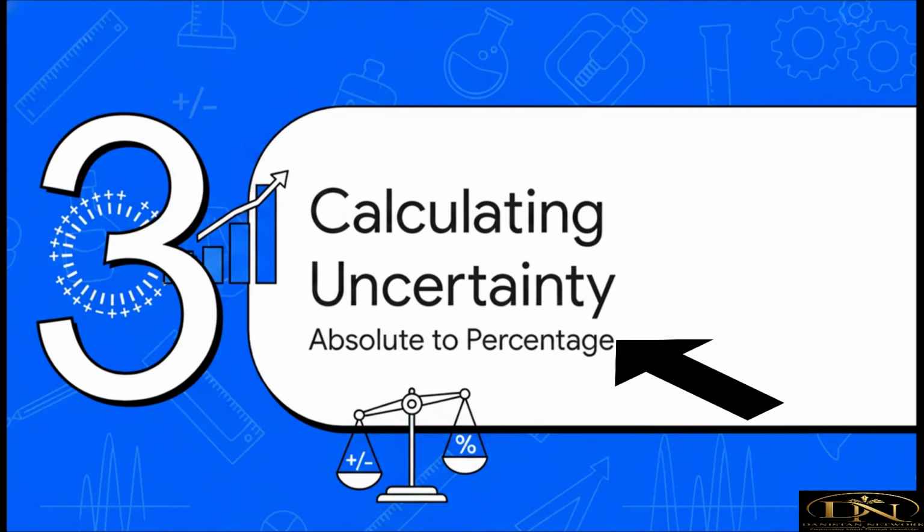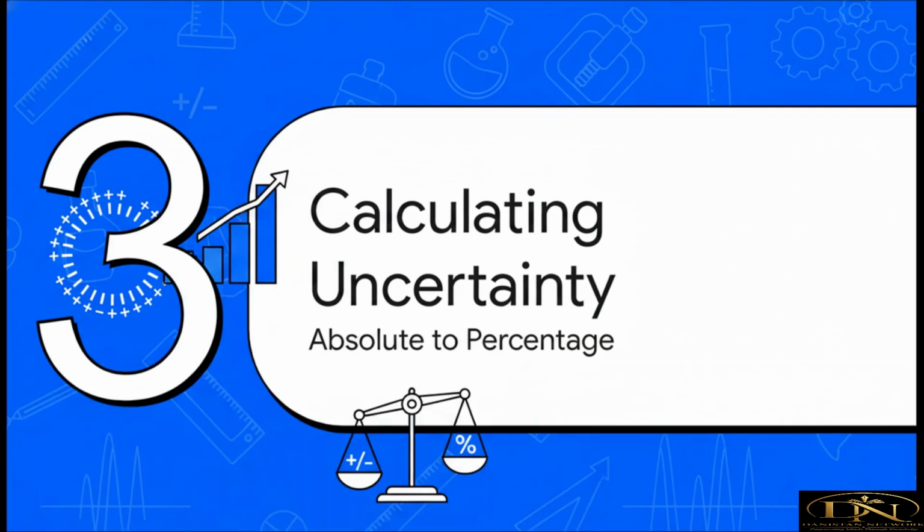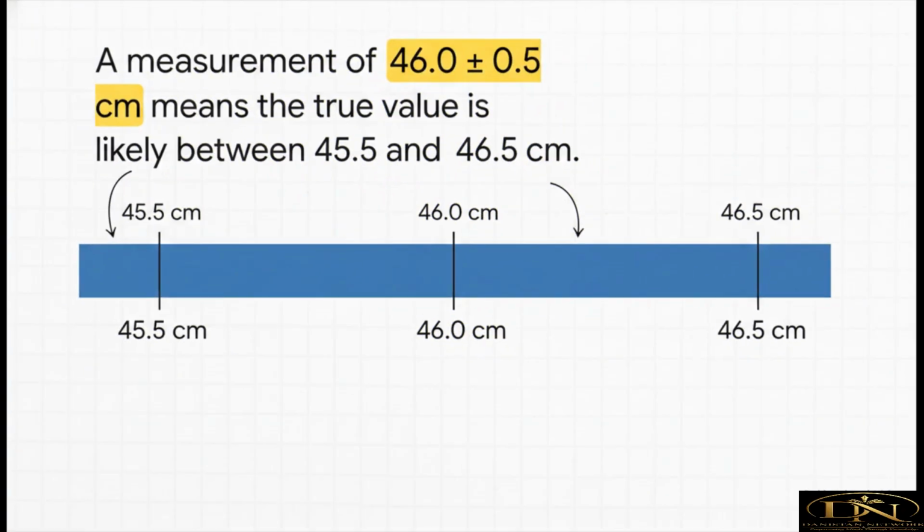Well, there are two main ways we talk about it. We can talk about absolute uncertainty, that's the simple plus or minus number, or we can talk about percentage uncertainty, which is a really cool way to see how big the doubt is compared to the actual measurement. So, let's say you measure something and write down 46.0 plus or minus 0.5 centimeters. What you're really saying is, I'm pretty confident the true actual length is somewhere between 45.5 and 46.5 centimeters. See, it defines a range.